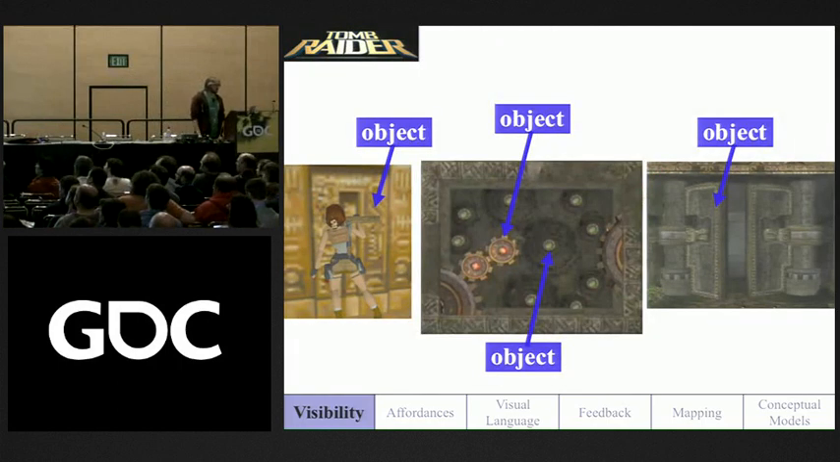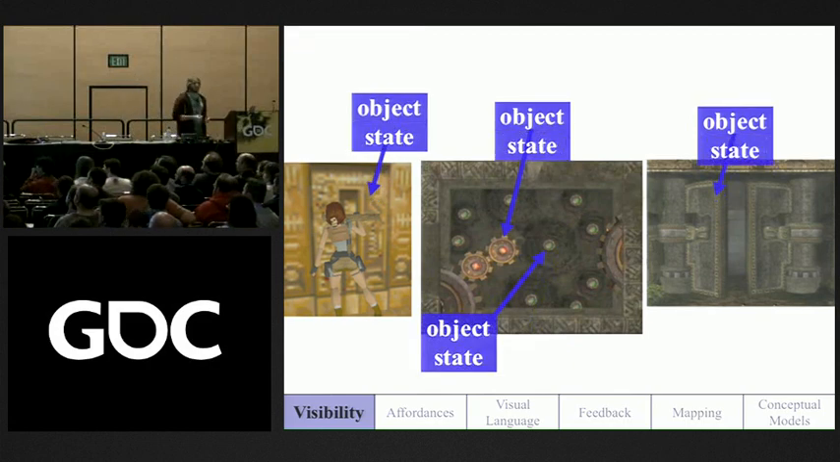So let's go to video games. This Tomb Raider example has wonderful visibility. You can see all the parts. You can see the lever. You can see the door. You can see the gears. You can see the post. It's all very clear and apparent to you.